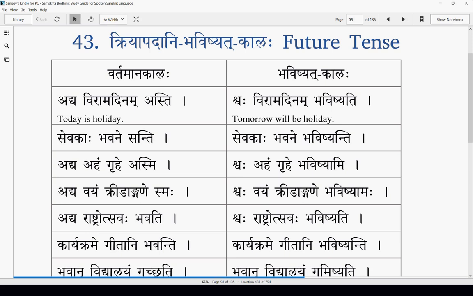Like I am going, or I am eating, or he is eating. The present continuous forms separately do not exist, but the same gacchami, khadami are used for present continuous also, with the simple present. However, there are other ways of expressing present continuous, which is not a topic for L1, but you can simply use the same present tense, gacchami, khadami, for saying I am eating, I am going.